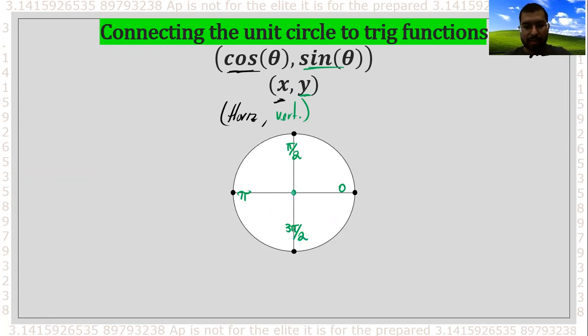Keep in mind, this is the origin, 0, 0. So this must be 1, comma 0. If I go up from the origin, my horizontal did not change, but my vertical did. So this is 0, 1. This will be negative 1 and 0. And this at the bottom will be 0, negative 1. Take a couple seconds to write this down. Pause the video if you need more time.